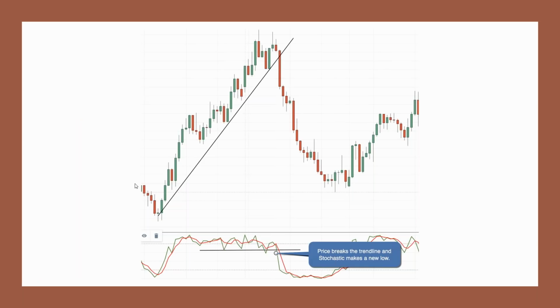So as you see on this chart, we see a very well formed uptrend. We see price break the trend lines and stochastics moves to a new low, and that's signaling that the uptrend is over, and we would look for a short entry position.